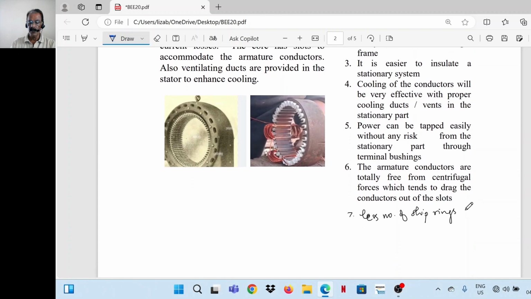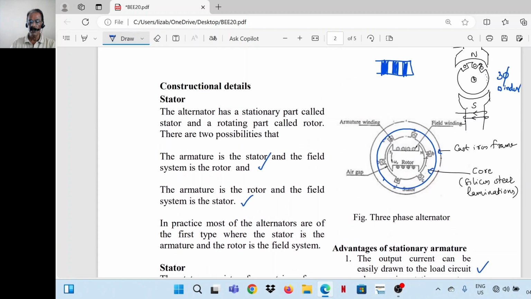And also for stationary armature type, only less number of slip rings are required because the two slip rings are required for supplying DC to the field system. Field system is rotating. To supply direct current to the field system, minimum two slip rings are required. Whereas in the case of a rotating armature, three slip rings minimum are required. In case neutral is to be taken out, then four will be required.